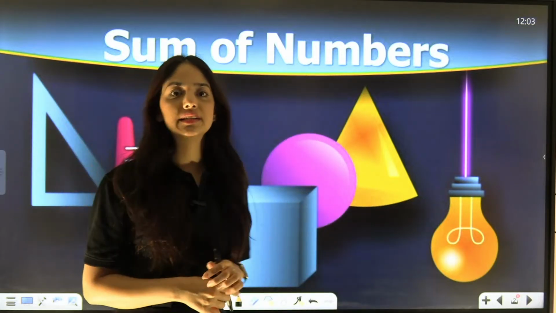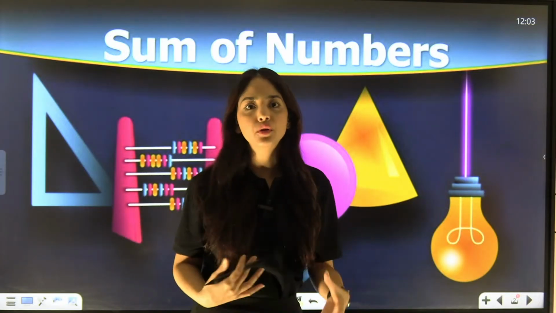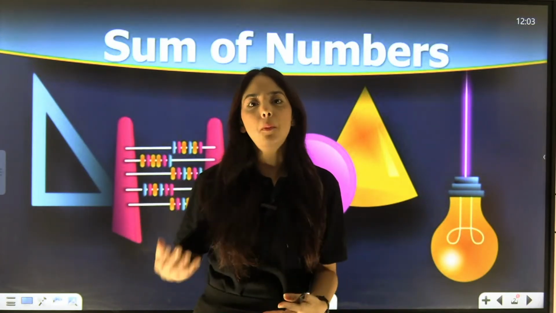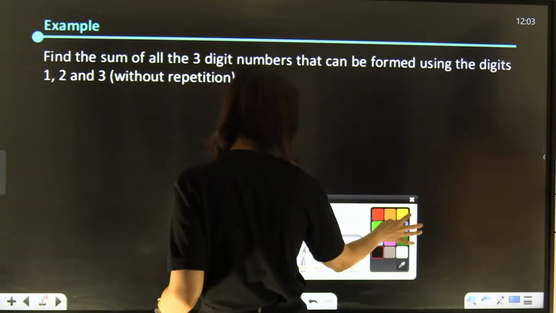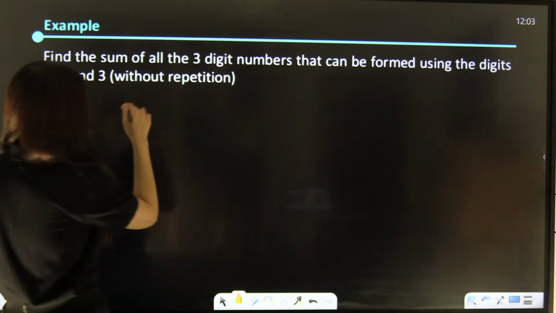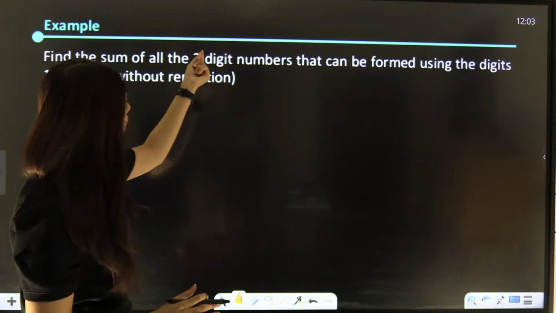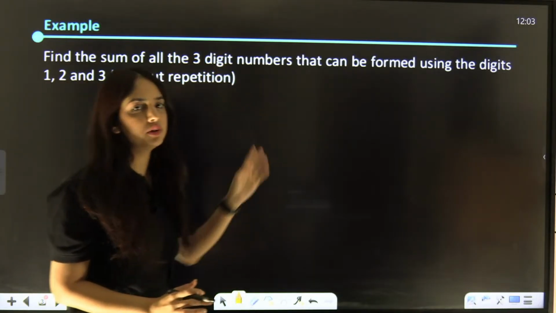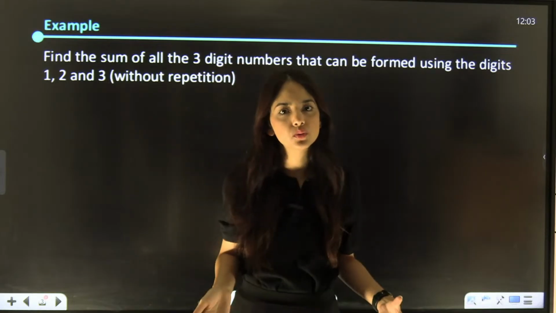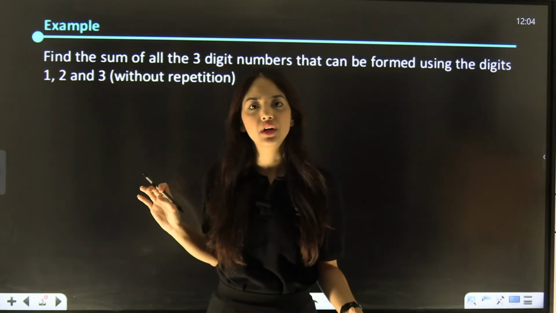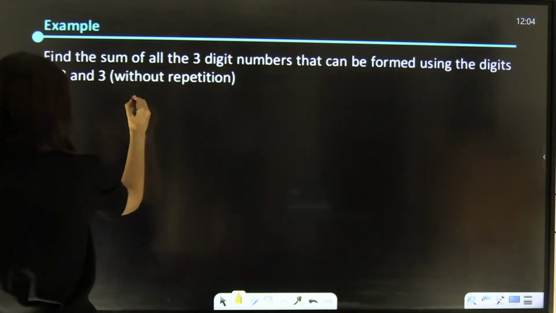The first topic is sum of all possible numbers. In one of the first classes, we saw how to calculate the total possible numbers using the given digits, right? For example, this simple problem, let's forget the sum for a bit, all the 3-digit numbers that can be formed using 1, 2 and 3 without repetition. So how many possible numbers do we have? 3 factorial, so 6, right?